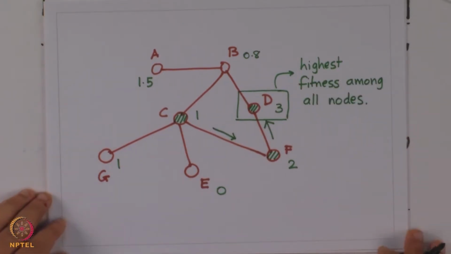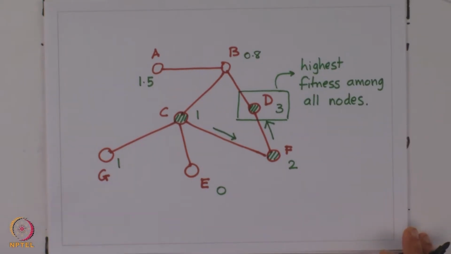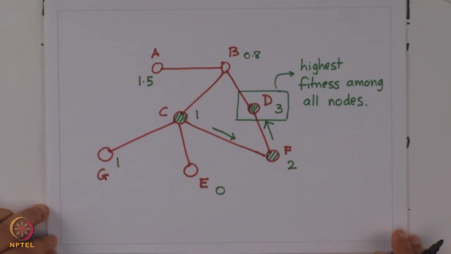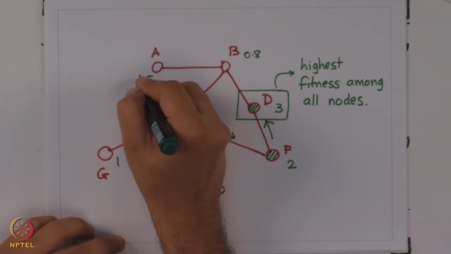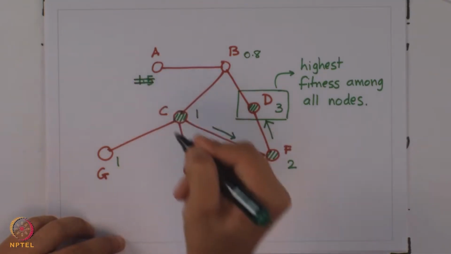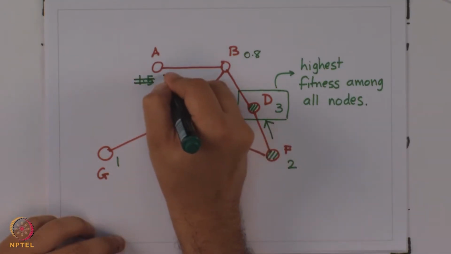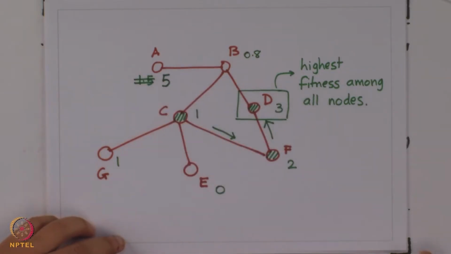Okay. And which makes sense because natural selection would mean that you are moving towards sequences which grow faster and survive better than any other sequences that might be competing with them in the environment. But what happens, let us say, if the fitness of node A was not 1.5, but the fitness of node A was, let us say, 5.